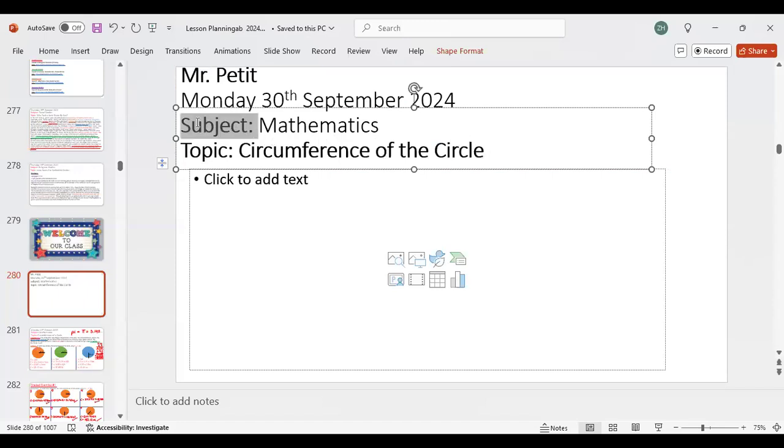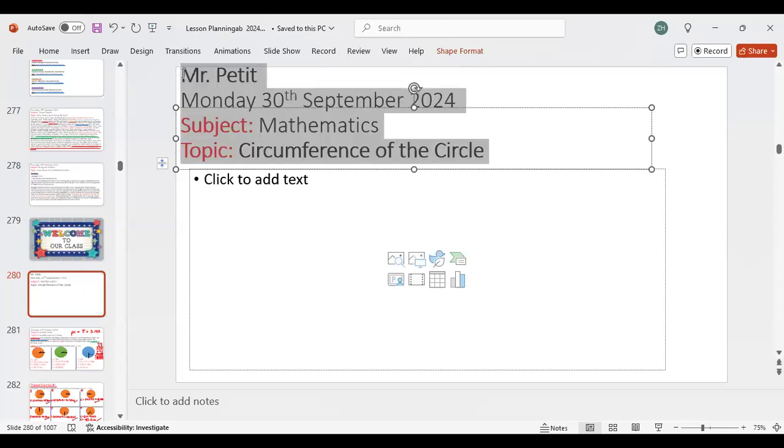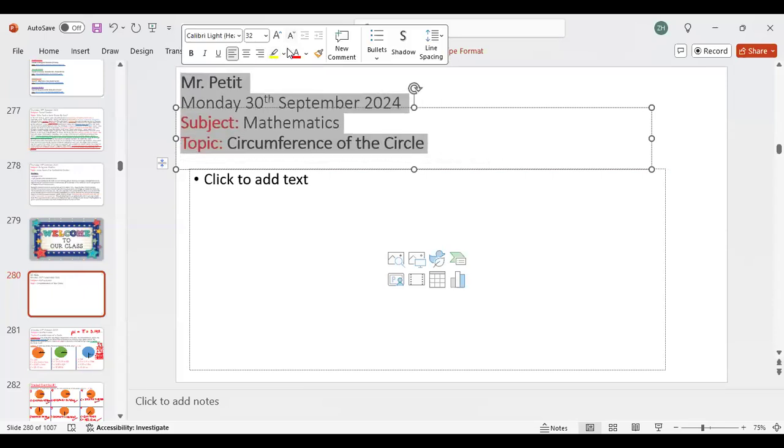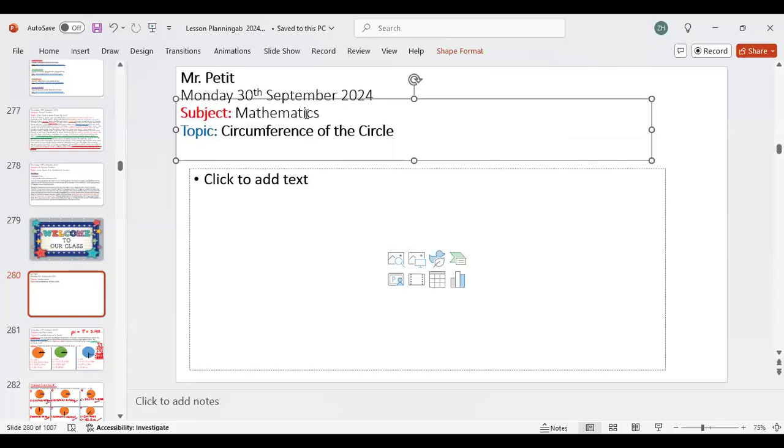What is the circumference? We're going to define it. What do we mean by the circumference of the circle? And also, how do we find it? Because there's a very important formula that we use when finding the circumference of the circle. Mind you, there's more than one formula, but there's one that I like to use most of the time.